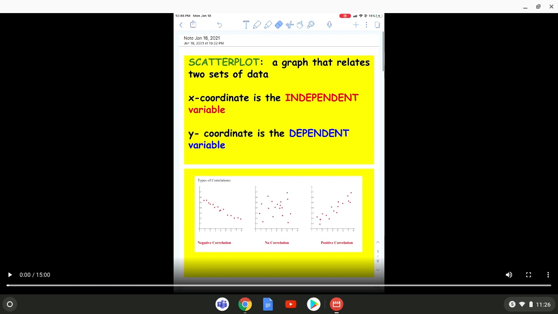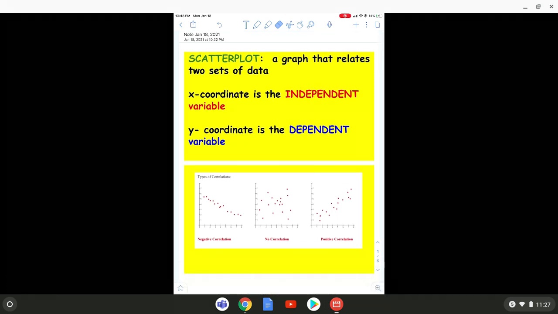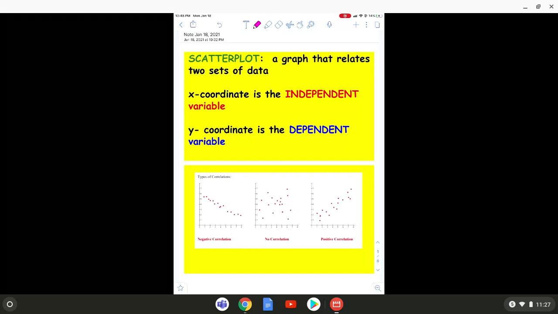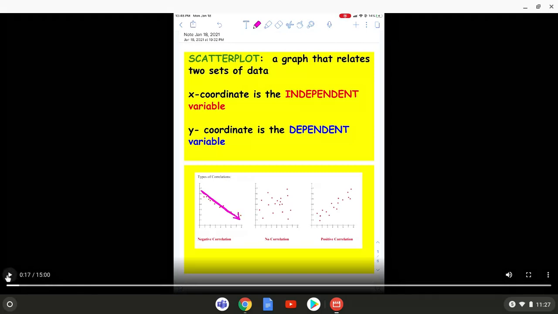This is seen more with realistic data, like if you were to survey people or things like that. When we do things like that, as you can see down here, it doesn't always go in a perfectly straight line. So we have to think about the different types of correlation that we might have. All that means is, is the data going in a negative way? Is it going in a positive way? Or is it not going any type of way at all?